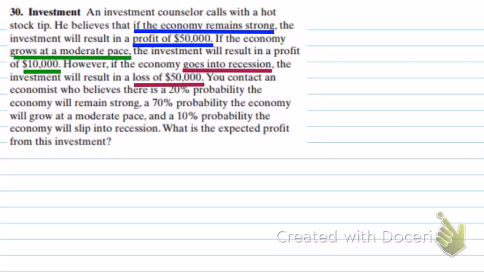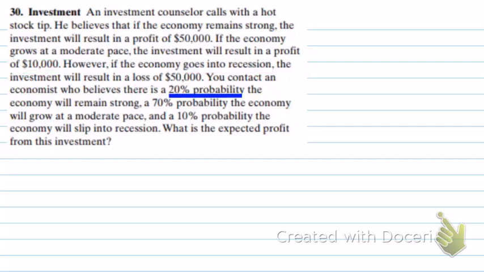Well, there's more to the story, right? Each one of these scenarios has a different weight. You get in touch with an economist who says there's a 20% chance that the economy will be strong, a 70% probability it's going to be moderate growth, and a 10% chance that it's going to go into recession. What's your expected profit? Now then, this is just a random variable. We're going to let X be the profit.